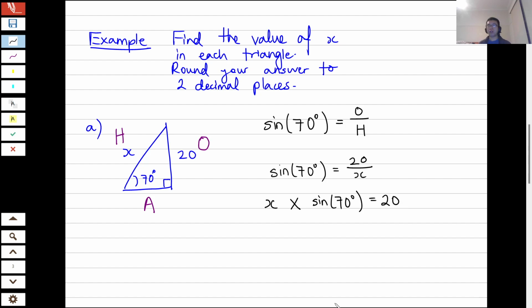And we don't usually write the times symbol. You'll actually see that x and times look very similar. So to avoid any potential confusion, I'm just going to write x sine 70. And I'll write a note here that this means x times, or that is multiplication, sine 70.